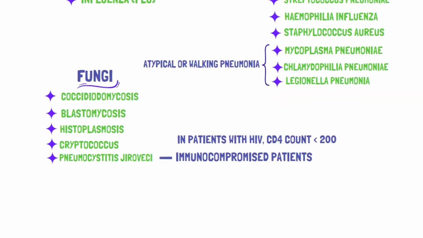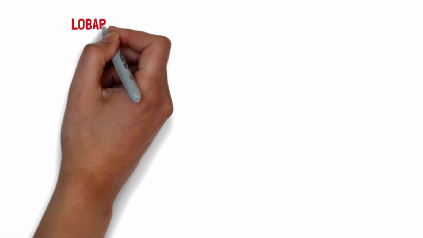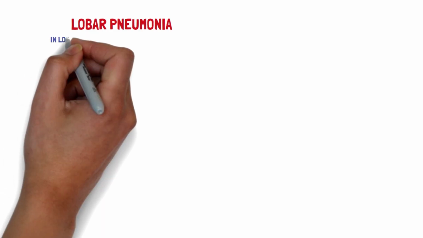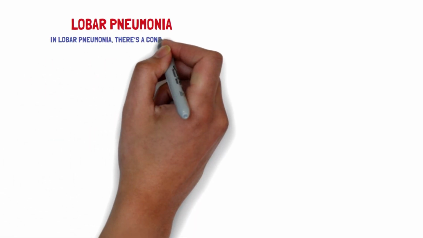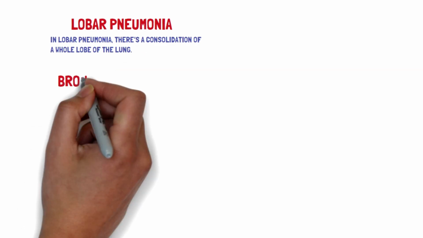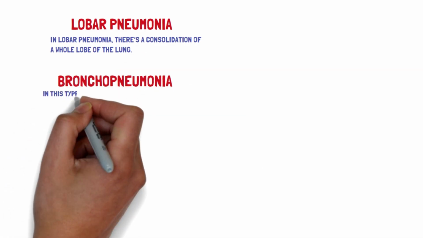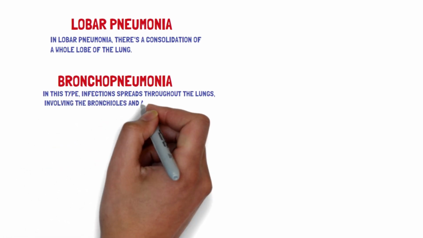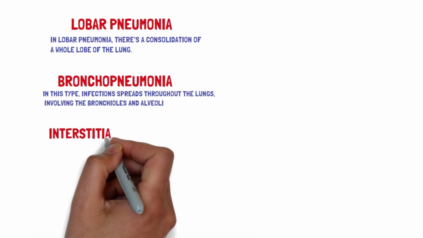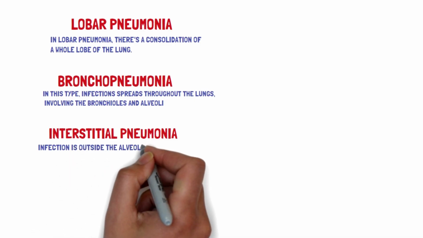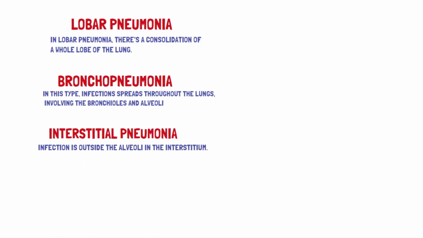Depending on where pneumonia occurs, this may be divided into lobar pneumonia. So what's lobar pneumonia? In lobar pneumonia, there is a consolidation of the whole lobe of the lung. They may also have bronchopneumonia. In this type, infection spreads throughout the lungs, involving the bronchioles and the alveoli. We also have interstitial pneumonia. In this type, infection is outside the alveoli, within the interstitium.